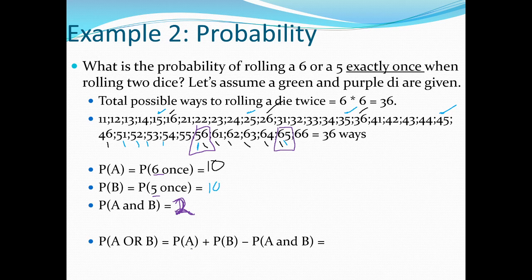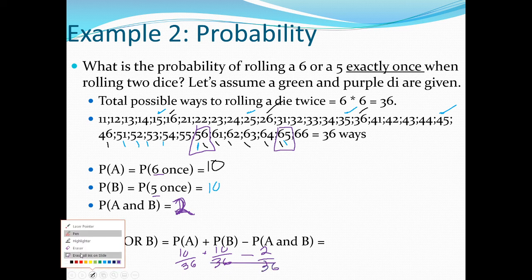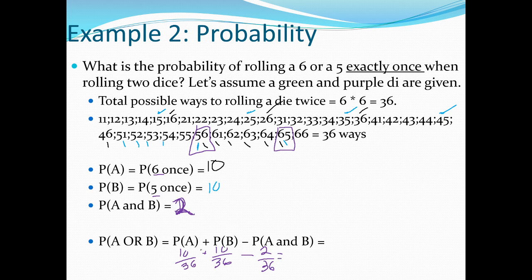So when I set this up, the probability that 6 happens once is 10 out of 36, plus the probability that 5 happens once, which is 10 out of 36, minus the probability that they both happen once, which is 2 out of 36. So basically, this subtracts off my double count of 65 and 56, and I'm going to erase that line there. There we go. So if we add this together, that'd be 20 minus 2, which is 18 out of 36, which simplifies down to 1/2, right?